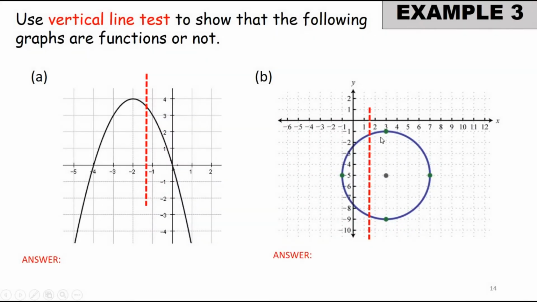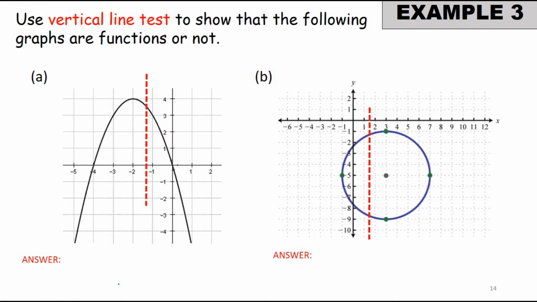So now let's look at example 3. Use the vertical line test to show whether the following graphs are functions or not. Let's look at the first one. You can see this is the graph and this is the vertical line that we draw. From this drawing, we notice that it cuts at only one point.